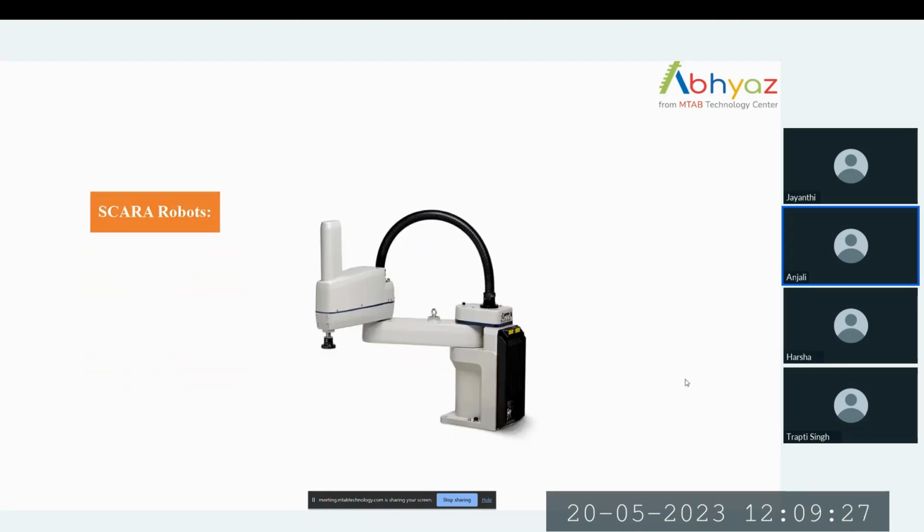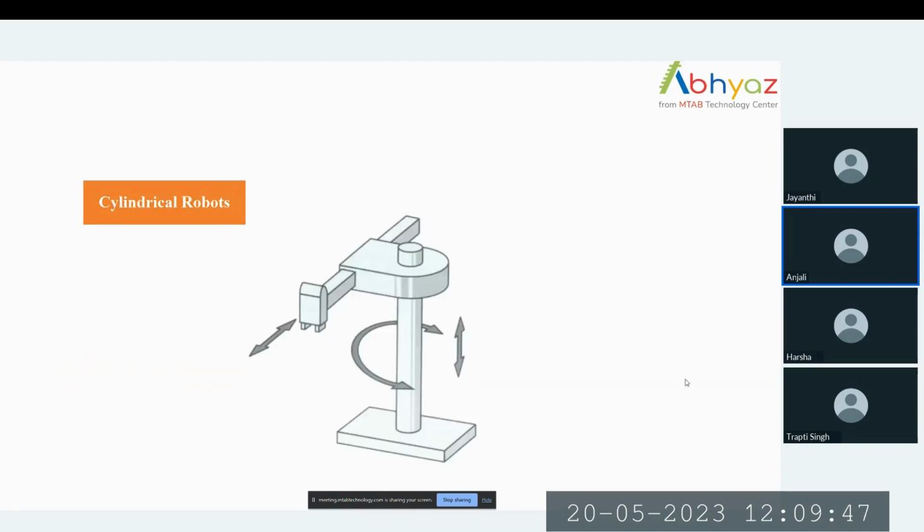The second one is the SCARA robot. It is the abbreviation of Selective Compliance Assembly Robot Arm, and it functions in three axes, X, Y, and Z, and it provides rotational movement. Also, due to their small size, they are used for assembly and palletizing operations.